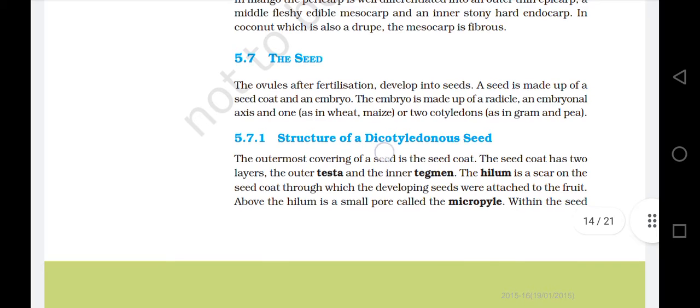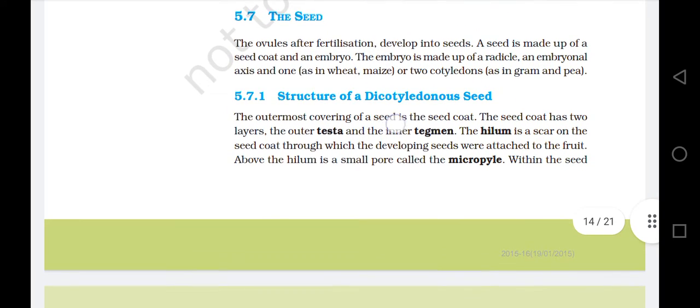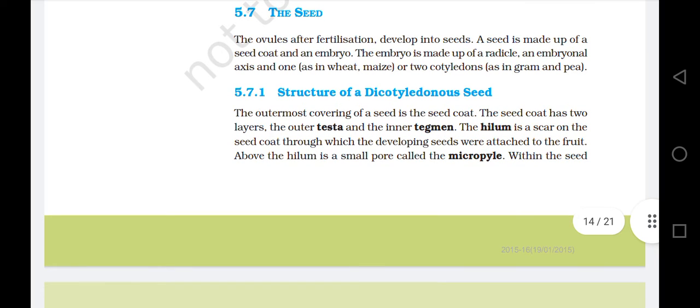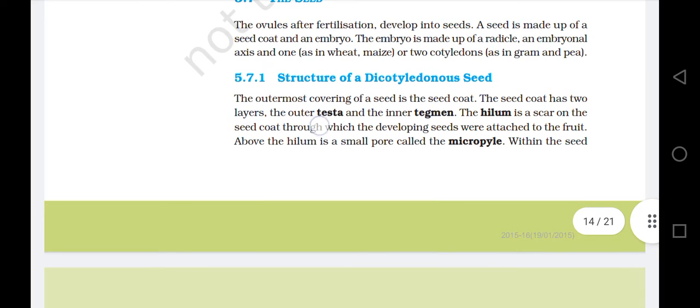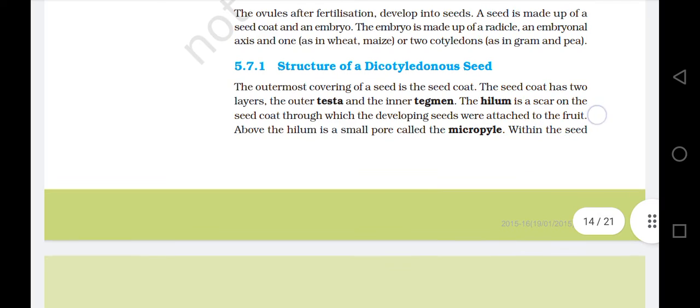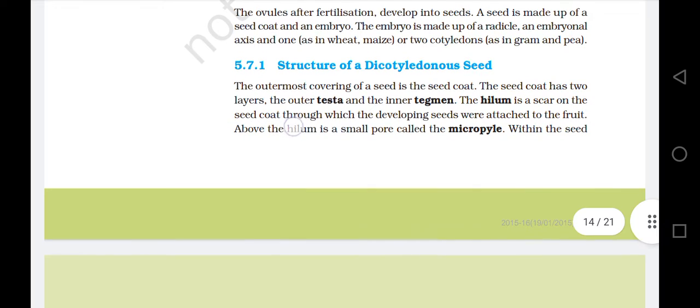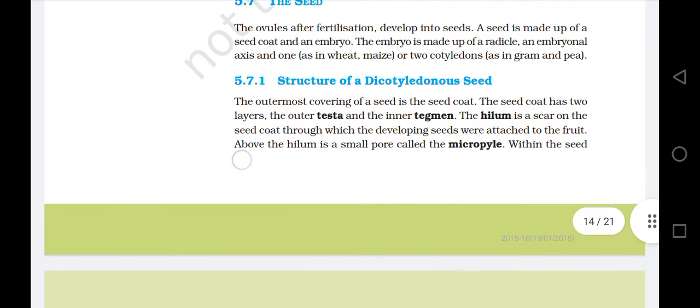5.7.1 Structure of a dicotyledonous seed. The outermost covering of a seed is called the seed coat. The seed coat has two layers, the outer testa and the inner tegmen. The hilum is a scar on the seed coat through which the developing seeds were attached to the fruit. Above the hilum is a small pore called the micropyle.